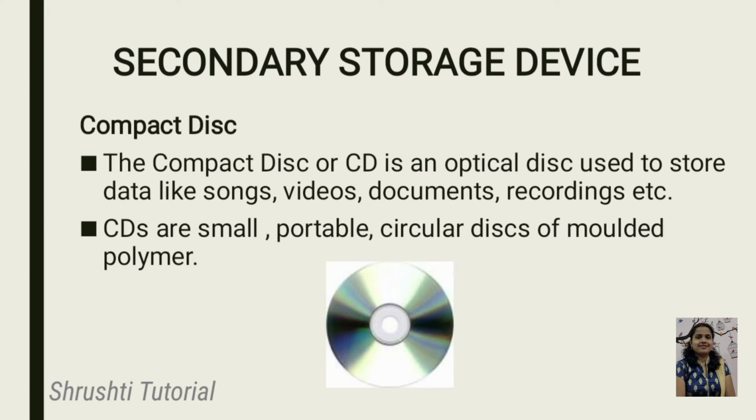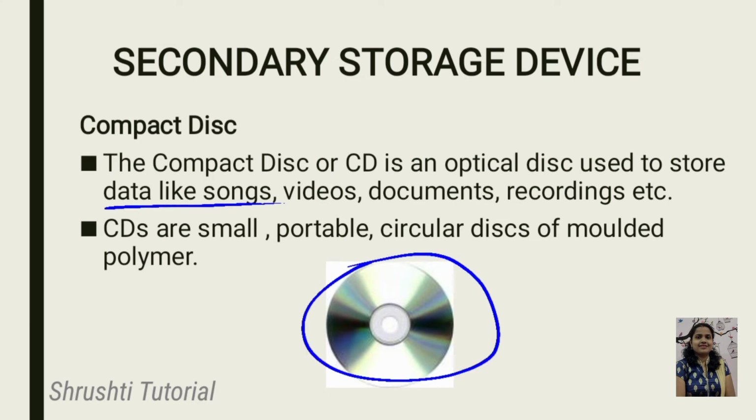Next secondary storage device: the compact disc. The compact disc or CD is an optical disc used to store data like songs, videos, documents and recordings. You might have seen this. This is known as a compact disc, in short a CD. CDs are small, portable, circular discs of molded polymer. Portable means we can carry them. They are small, and they are circular in shape. Hope this is clear for you.